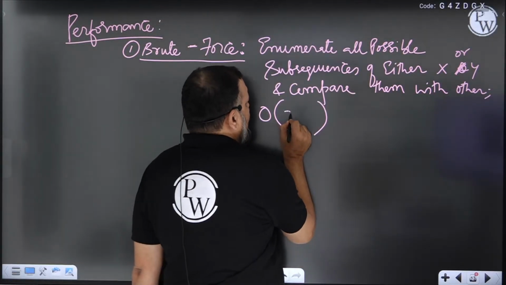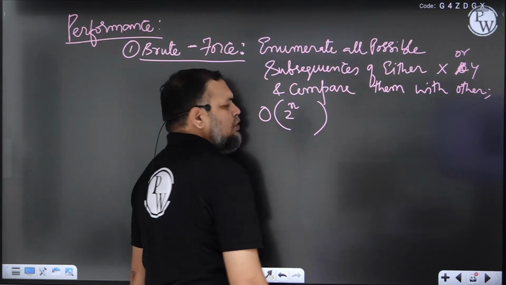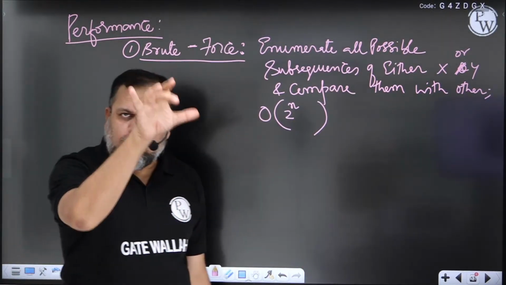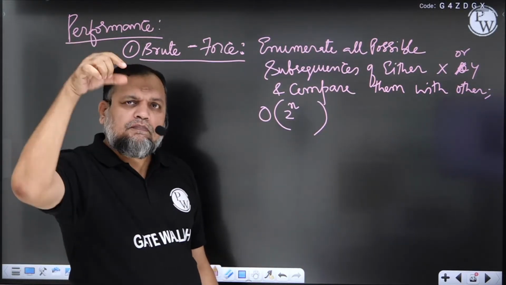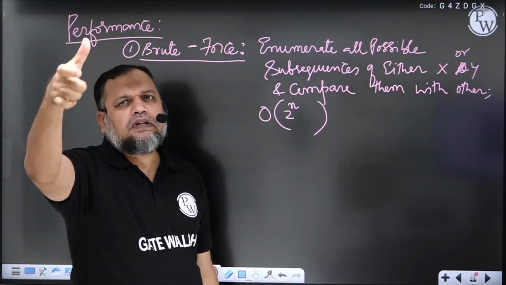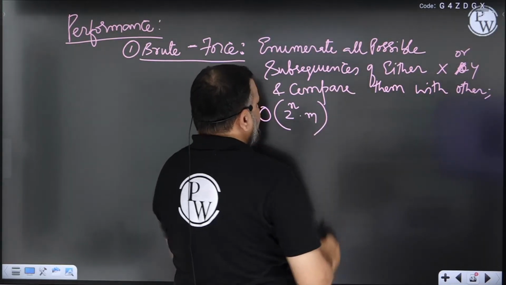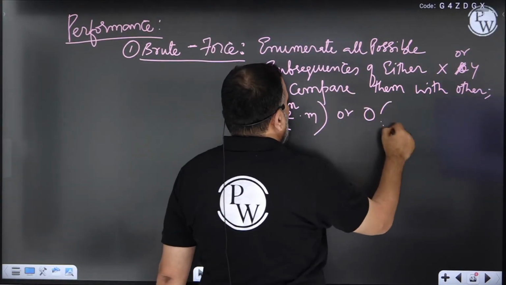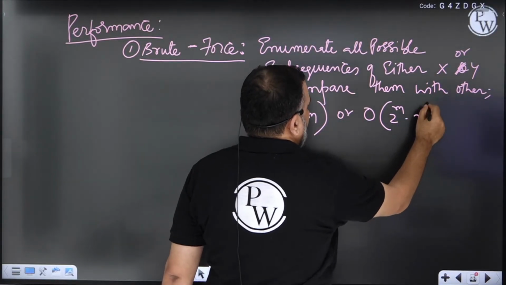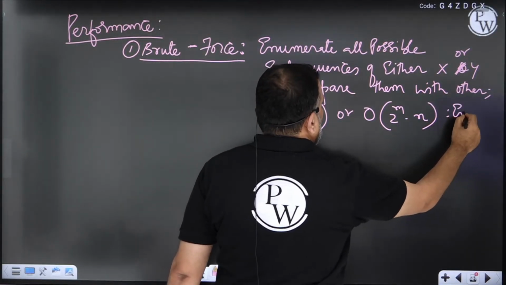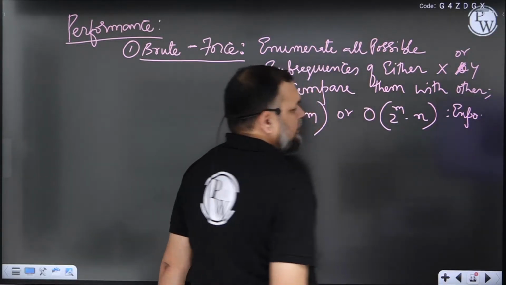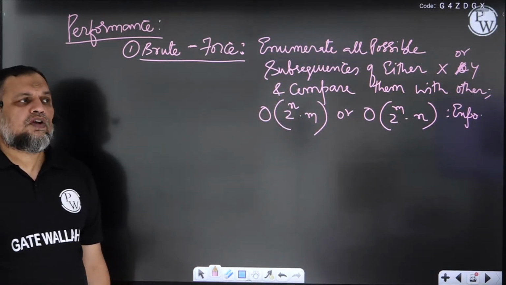देखिए, first I will have to enumerate for x, for example, then it becomes order of 2 power n. 2 power n enumerations होंगे, and to compare each subsequence with the characters, I mean the length of y, I have to multiply with m, so it will be order of 2 power n into m. So therefore this becomes exponential time. Brute force approach will become exponential time.